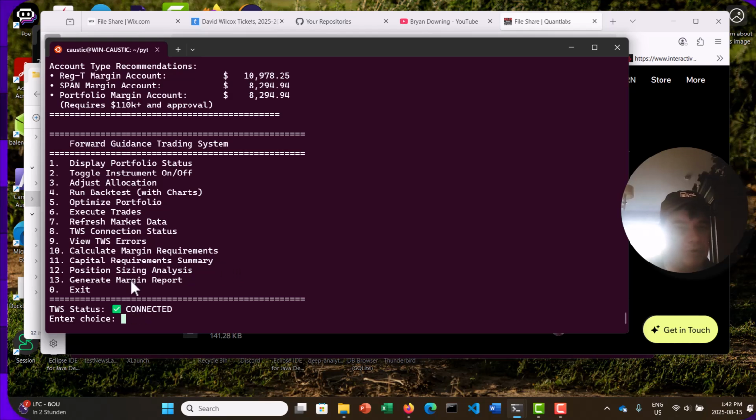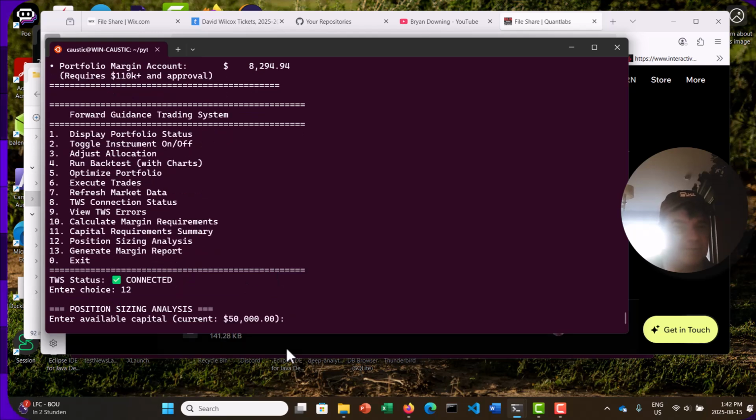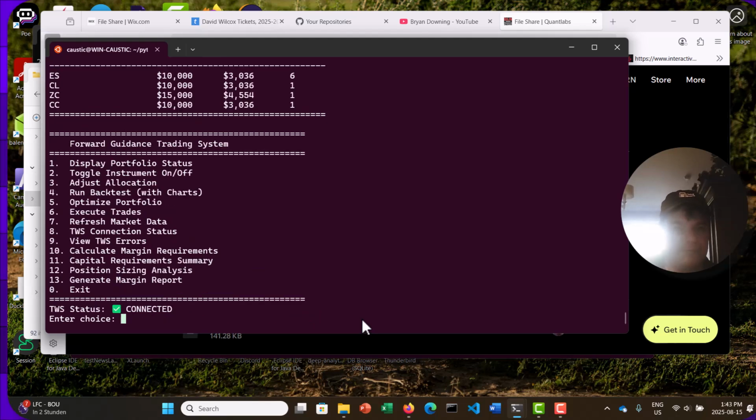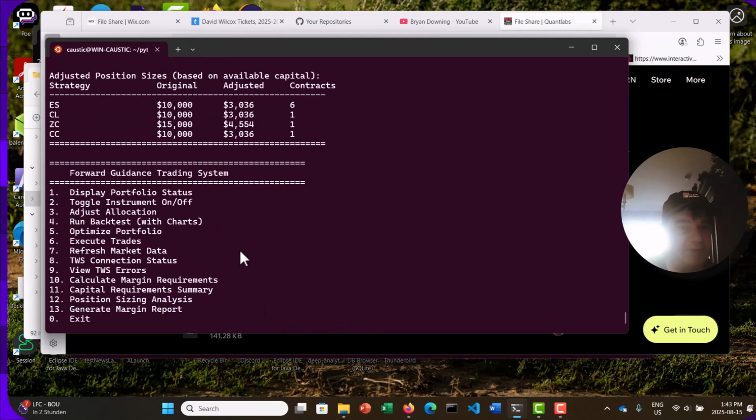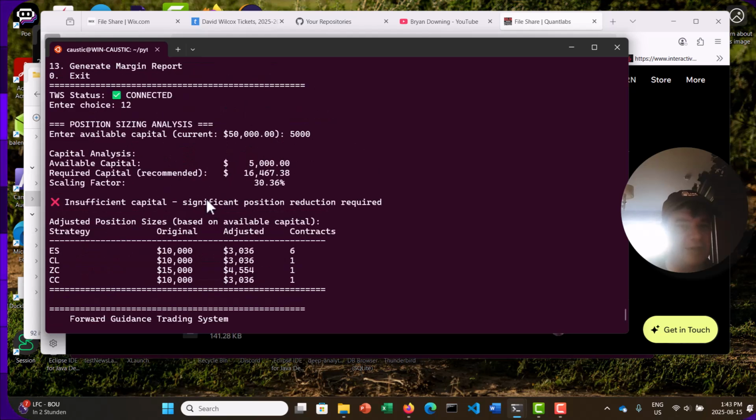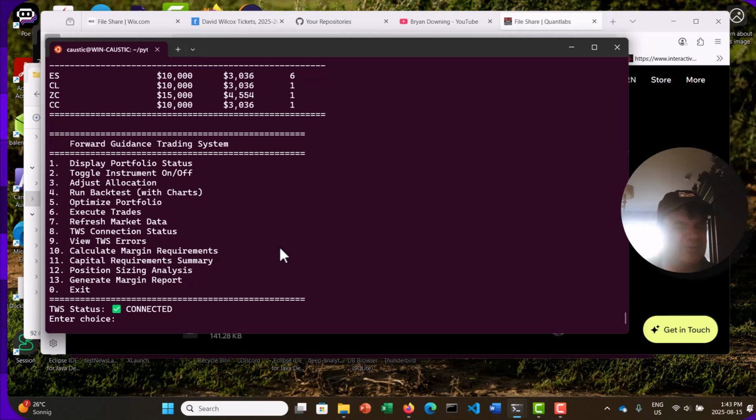Nope. Okay, so let's say we do position sizing at, let's say we do $5,000, just total amount. It should come back and say insufficient capital, position reduction required. So in order to do the basic minimum, the capital requirement needs $16,500 with a scaling factor of 30,000. Okay. So here it allocates the original, the adjusted, and the contract sizes as well. So that's a good thing that this will run.